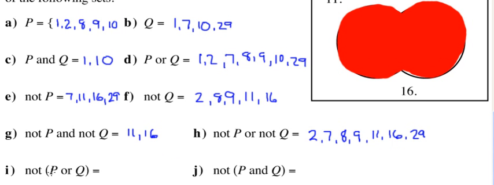Not P or Q means first, find all the numbers that are in P or Q. So I did that. These are the numbers that were in circle P. These are the numbers that were in circle Q. I blotted them all out. And now we have this not, which says, okay, forget about all those numbers. They're gone. Just give us what's left. That would be 11 and 16.